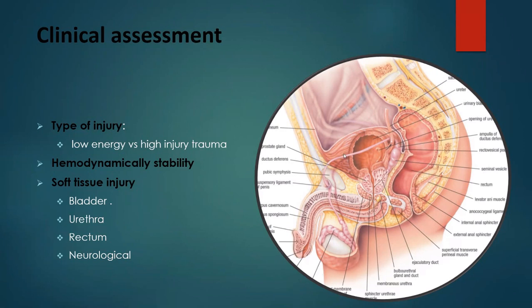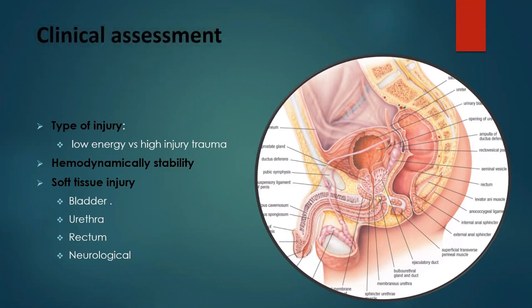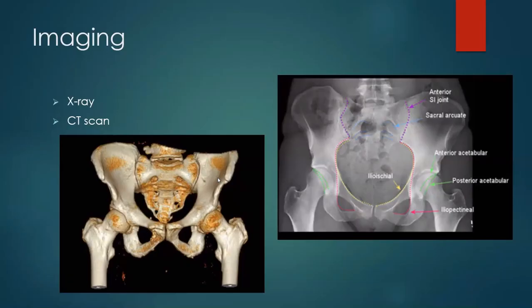Regarding soft tissue injury around the fracture, the bladder is one of the most commonly injured organs. The one most severely injured is the urethra, the membranous urethra. When there is a fracture in the pelvis, there will be disruption of the membranous urethra because the prostate is static and the penile urethra is static. This area is mobile, so it is easy to injure. Also at risk are the rectum, the neurological structures, the lumbar or sacral plexuses, and the sympathetic and parasympathetic chains.